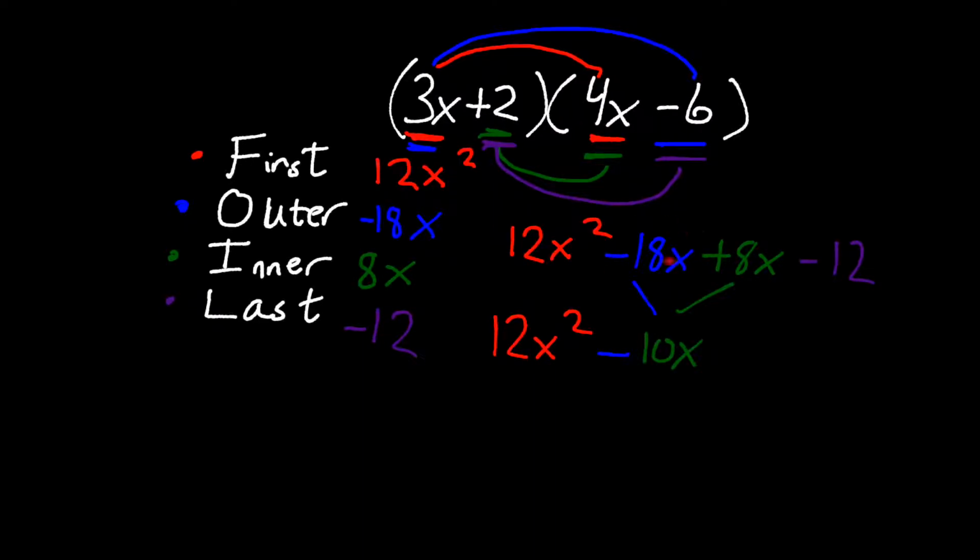Because negative 18 plus 8 is a negative 10. And then our negative 12 will finish off the problem. And there is our answer.